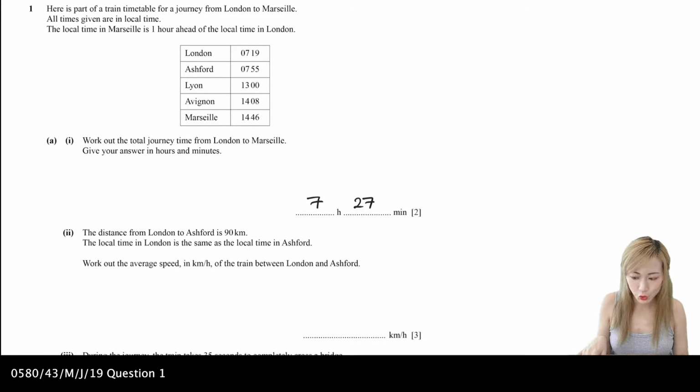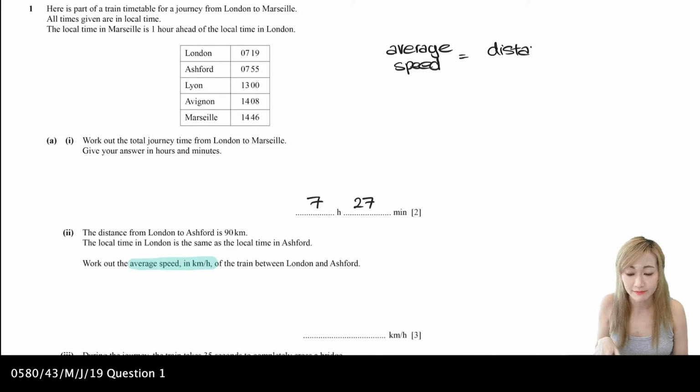Part 2. The distance from London to Ashford is 90 kilometers. The local time in London is the same as the local time in Ashford. Work out the average speed in kilometers per hour of the train between London and Ashford. So from physics, you should already know that average speed is equal to total distance divided by time.